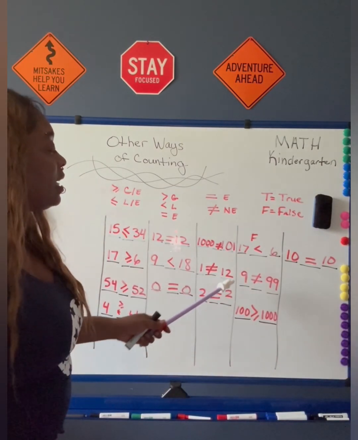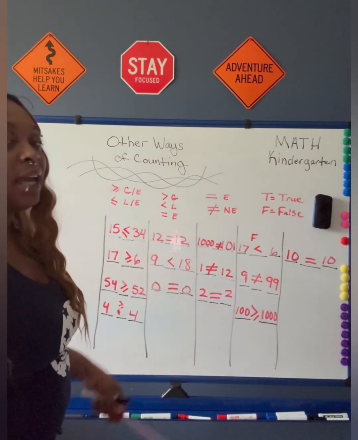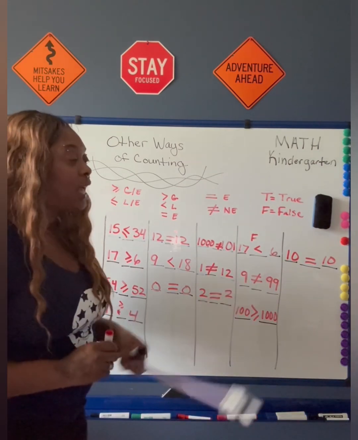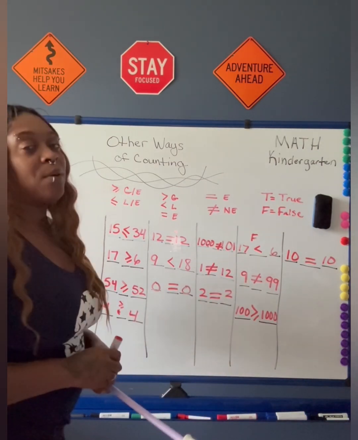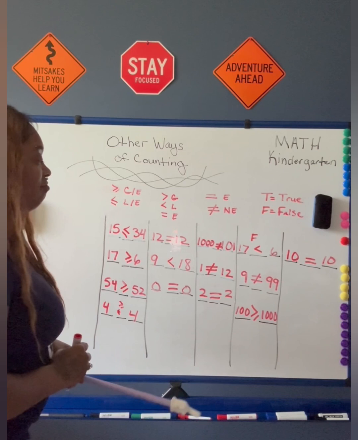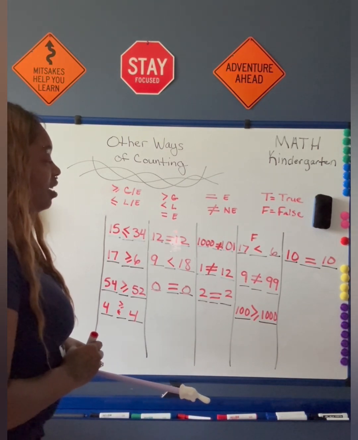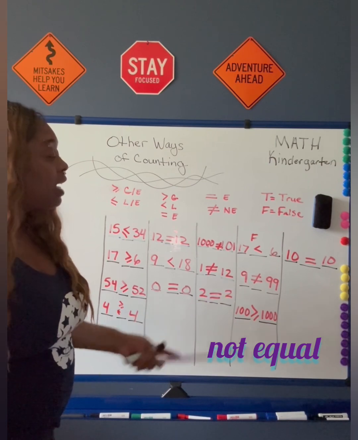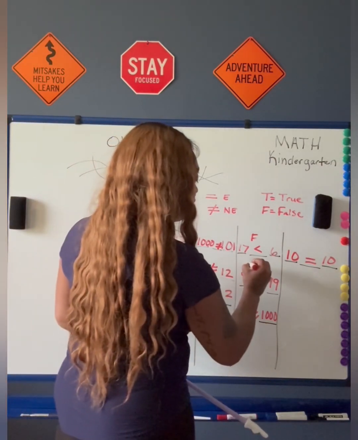Okay, 9 is not equal to 99. Is 9 not equal to 99 or is 9 equal to 99? It is not equal. So this statement is true. 9 is not equal to 99. T for true.